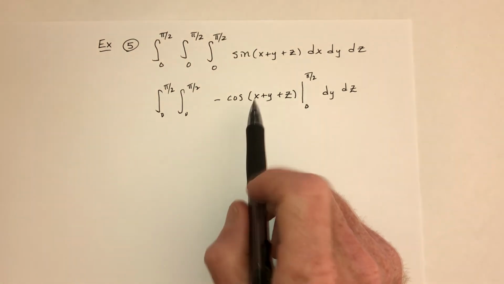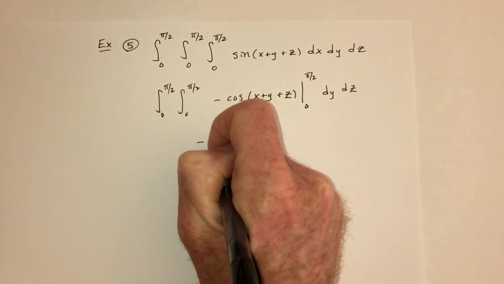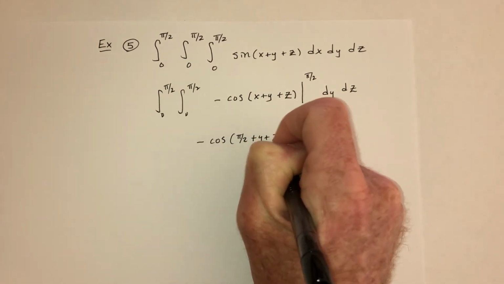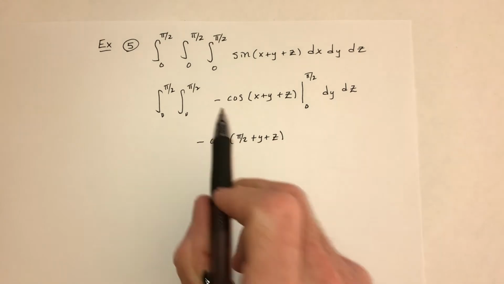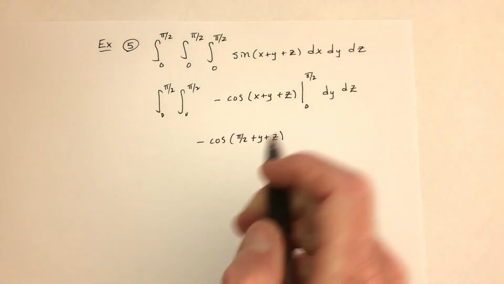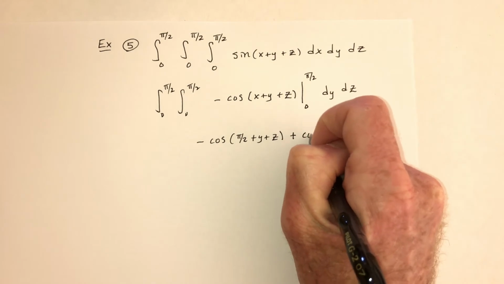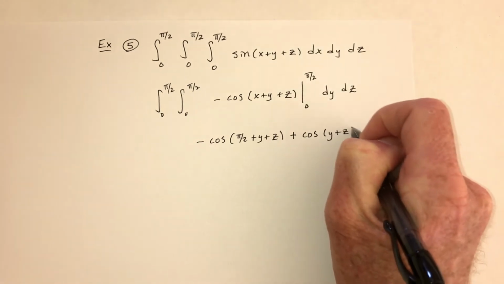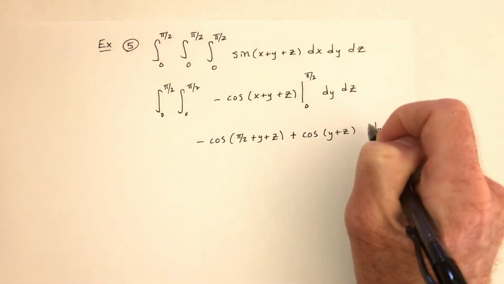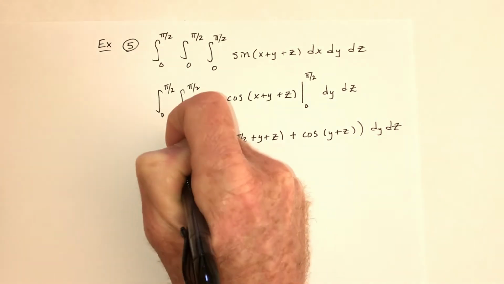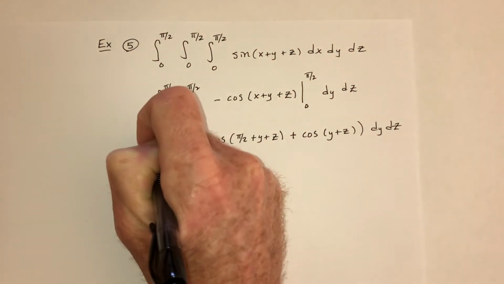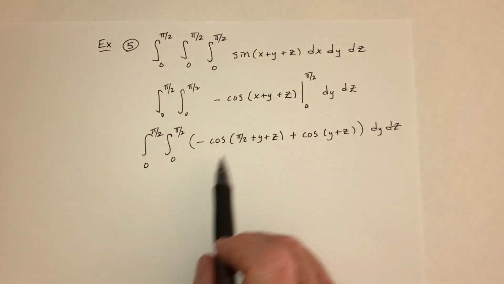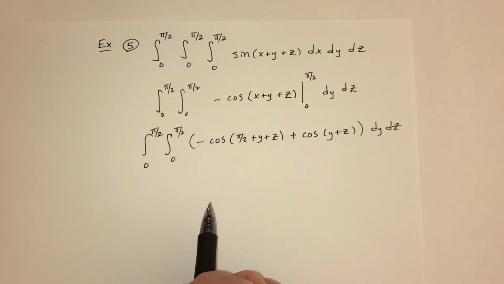So substituting for x, the pi over 2, this is going to be negative cosine of pi over 2 plus y plus z, and then minus this, and if you're minusing a negative, it becomes plus cosine, and then put a 0 right here for x, which means it leaves y plus z. And then, because of this plus in between, I can't really simplify it, so I'm just going to go ahead and integrate with respect to y.